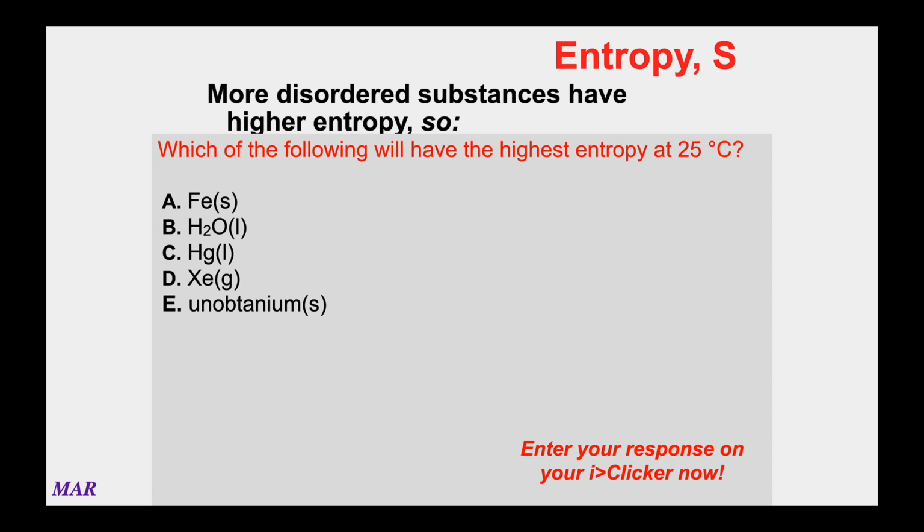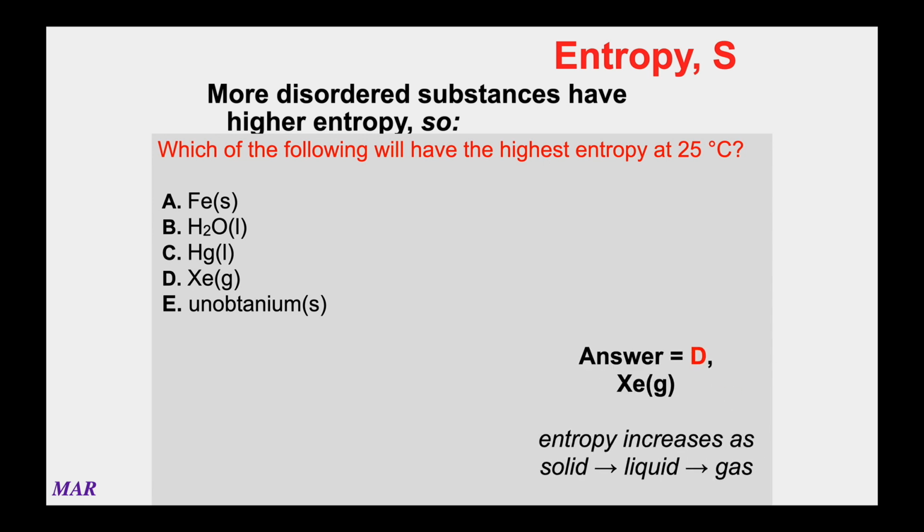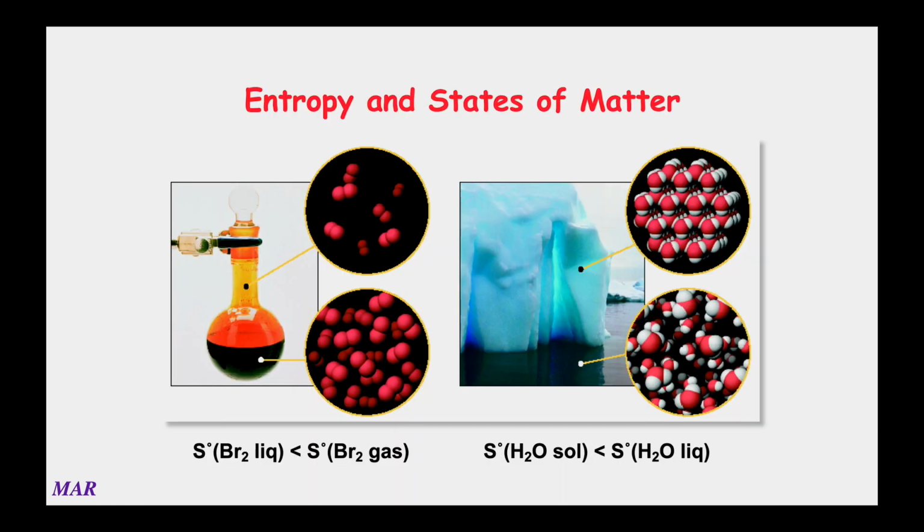To answer this question, what we want to do is look at the phase of matter, because remember that gases have more entropy than liquids, and liquids have more entropy than solids. Xenon is a gas. Usually the phase of matter is the most important thing to consider when talking about entropy. Xenon gas has the highest entropy by far. Gases are always higher than liquids, liquids are always higher than solids. So when it comes to highest entropy, gases will always be higher than liquids, and liquids higher than solids.